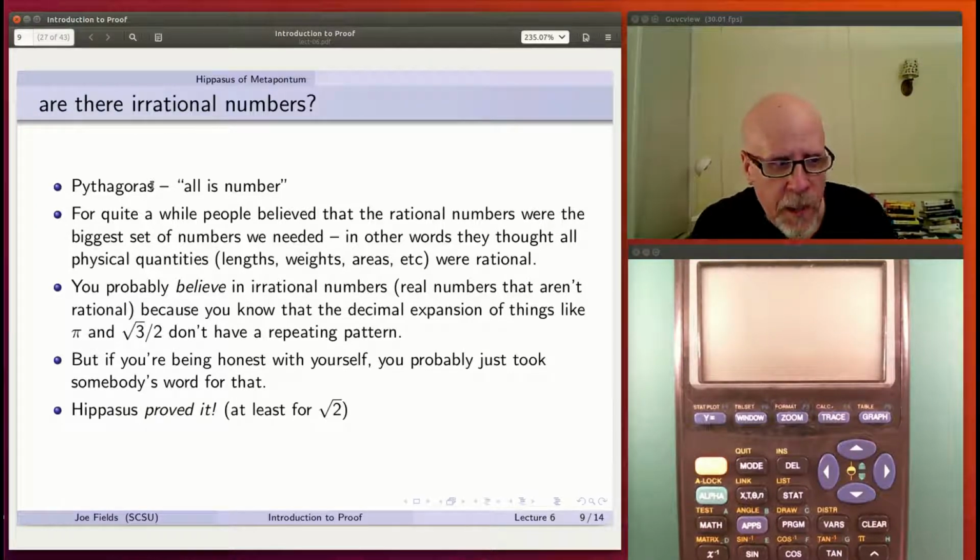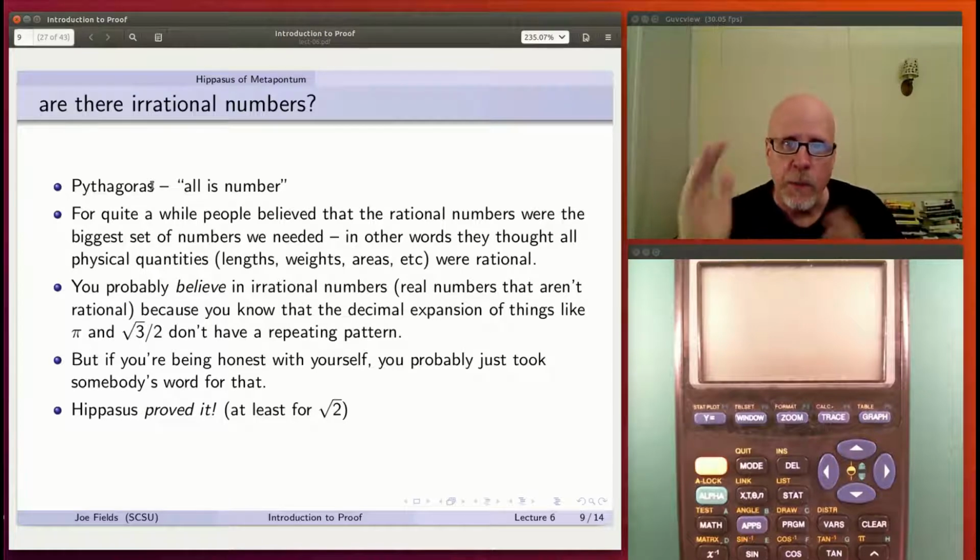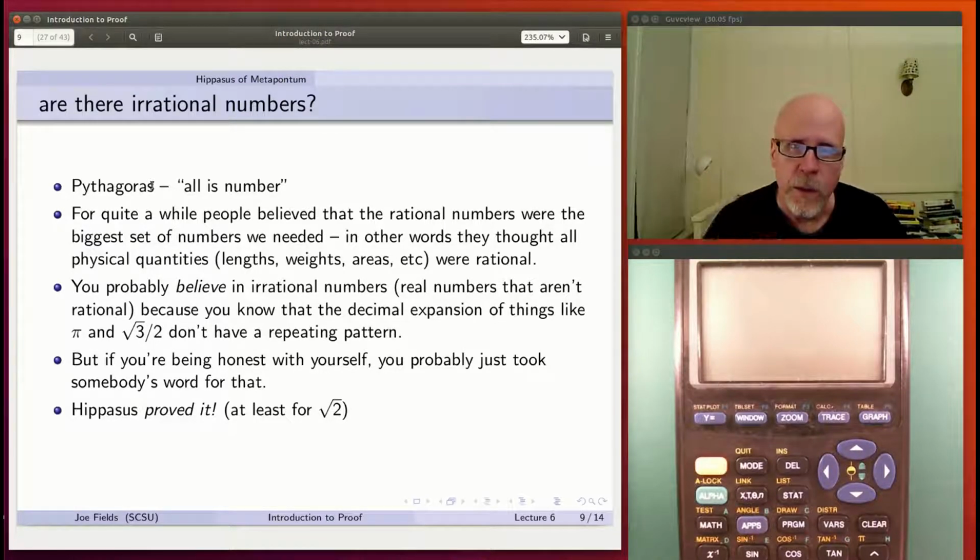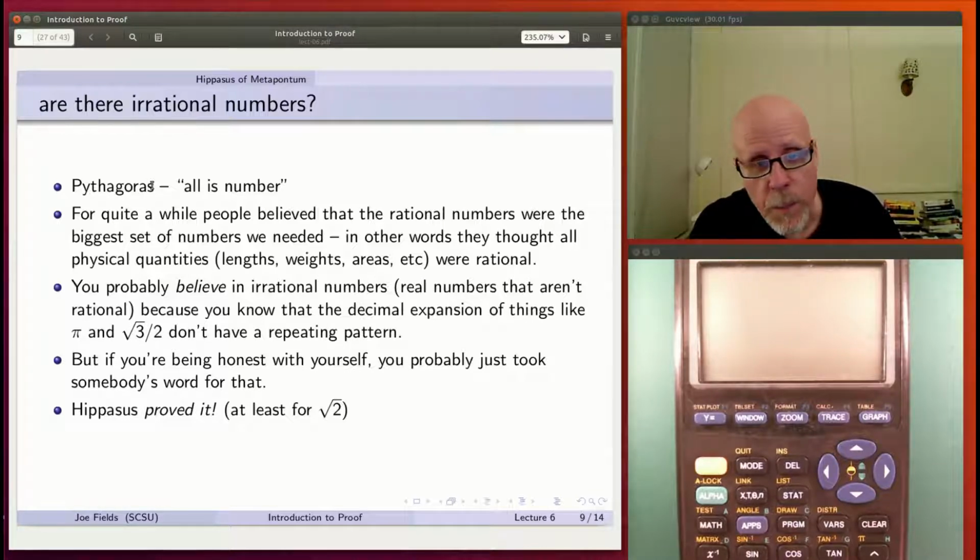But this guy Hippasus, he proved it. At least he did this for √2. So he proved that there was at least one physical length that was not a rational number. And that actually is a physical length. If you imagine a square with unit sides, so a 1 by 1 square, you think of the diagonal of that square as the hypotenuse of a right triangle with two sides of length 1. Anyway, the diagonal of that is √2. So that's a real quantity. So the measure of a particular length, the distance between 2 points, √2 is a real number. He proved that it's not rational.